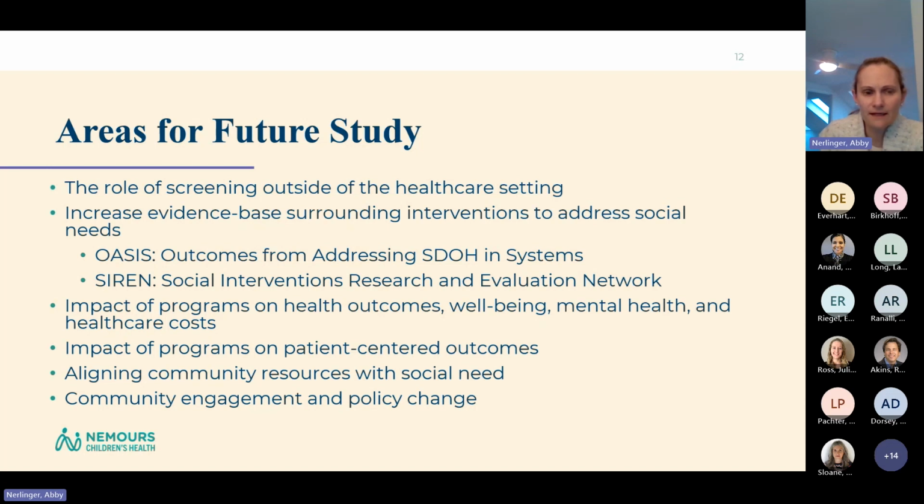OASIS is a framework for thinking about interventions research related to social needs. And then SIREN, the Social Interventions Research and Evaluation Network, contains a lot of resources related to this topic. And then also thinking about the impact of these interventions on health outcomes, well-being, mental health, and healthcare costs. A lot of the studies look at whether interventions address the social need, but don't necessarily link that back to an improved health outcome. And then also the impact of programs on more patient-centered outcomes like school absenteeism, aligning community resources with social need, and thinking about how this research can be used to engage with communities and inform policy change.